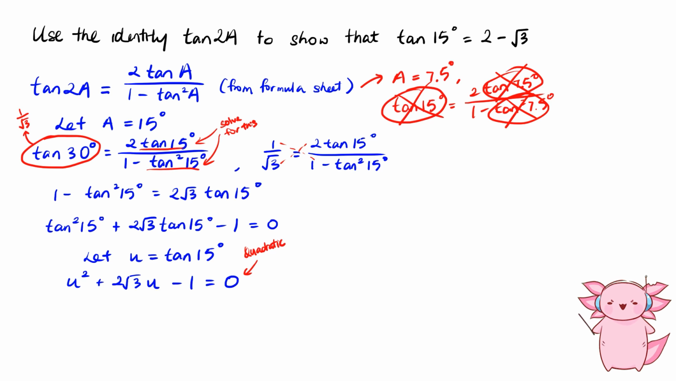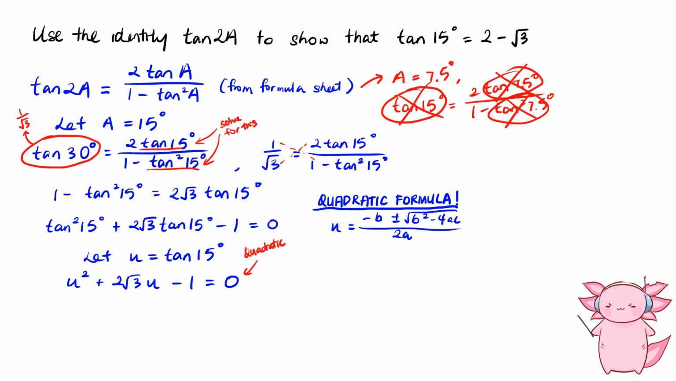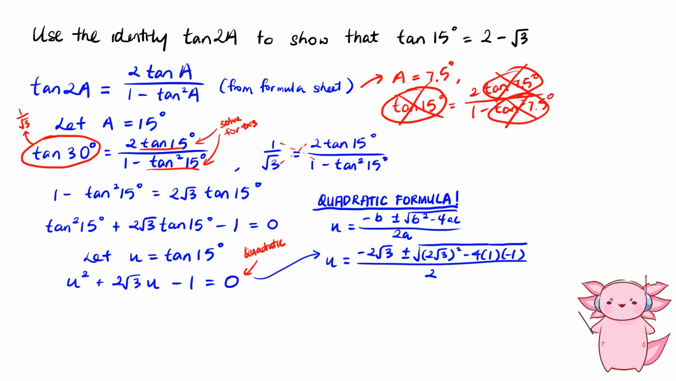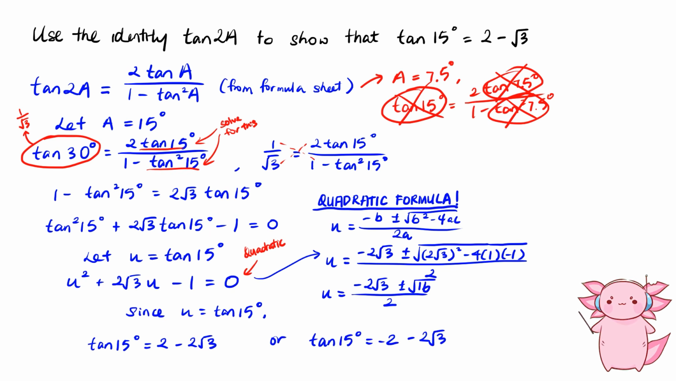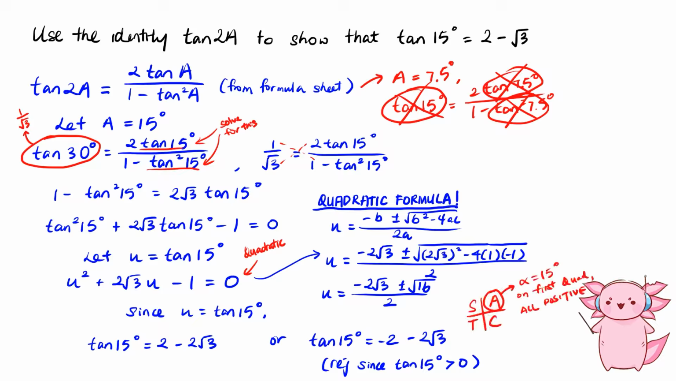Since this quadratic can't be factorized normally, we have to use the quadratic formula! And after some simplification, we can get tangent 15 to be 2 minus 2 root 3 or -2 minus 2 root 3, but we kind of have to reject this value since tangent 15 is on the first quadrant and therefore it must be positive.